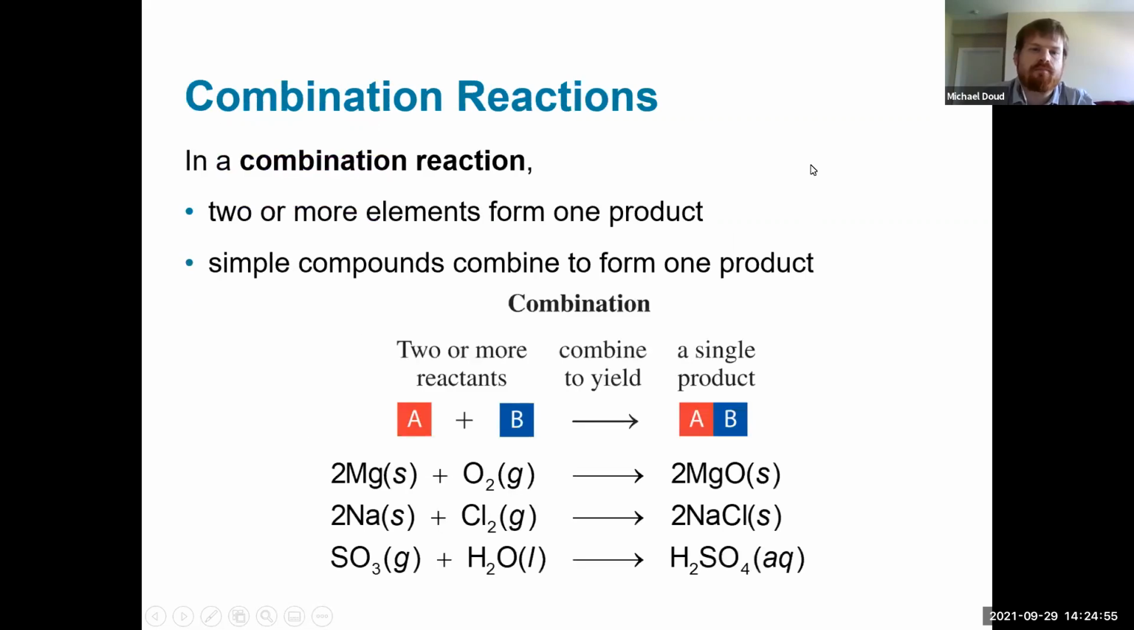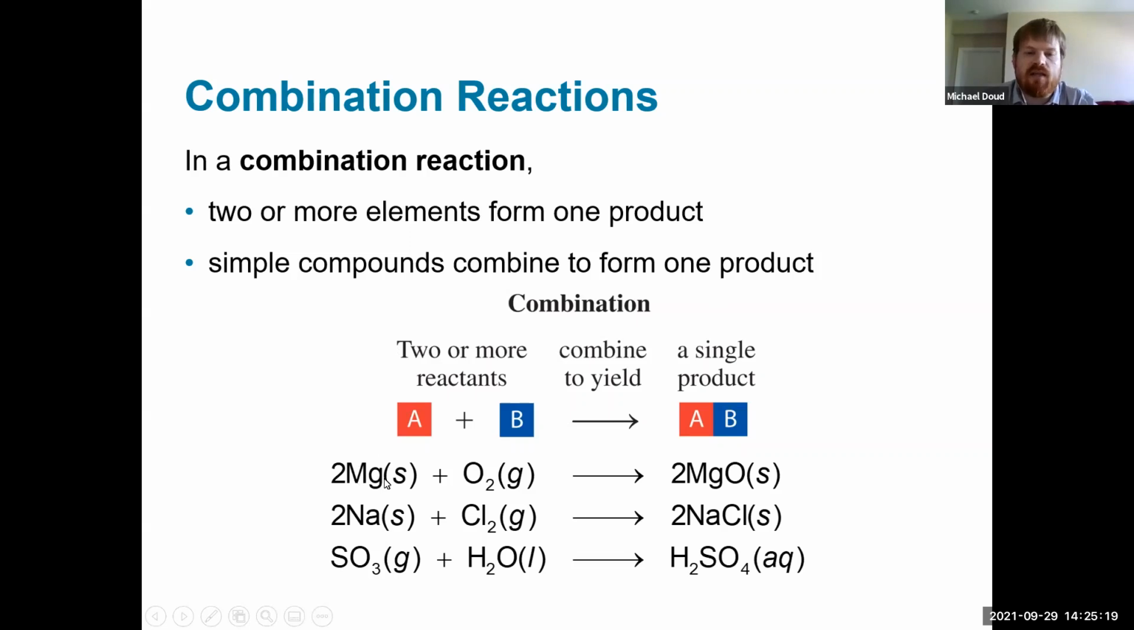So a combination reaction is exactly what it sounds like. It's where you take 2 or more reactants and form a single product. So you can have smaller compounds combined to form one bigger compound, or you can have 2 elements combined to form one compound.